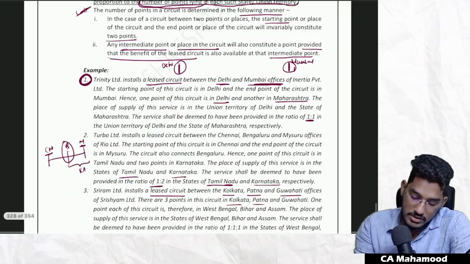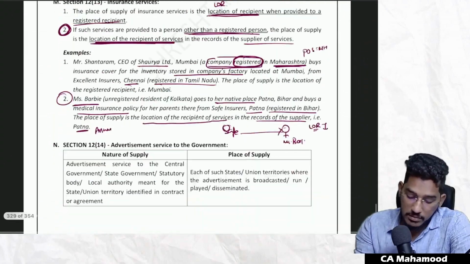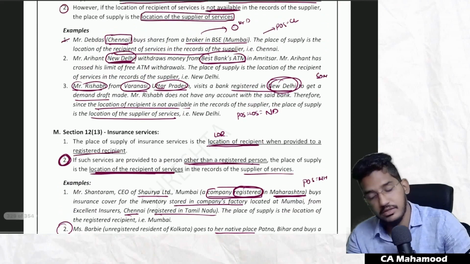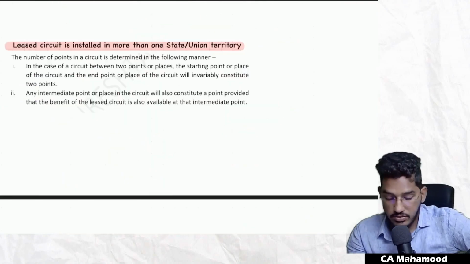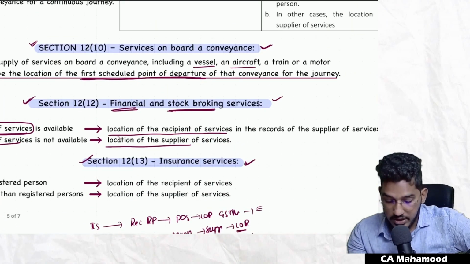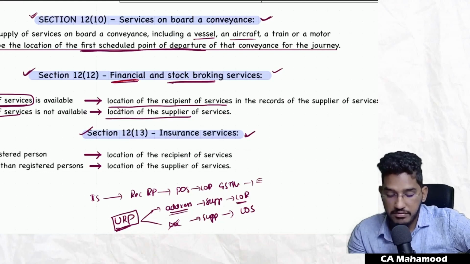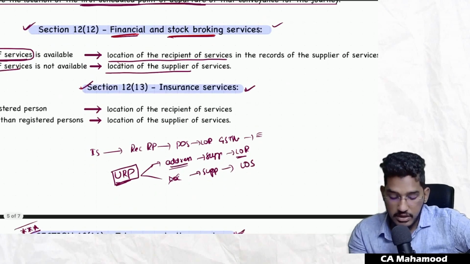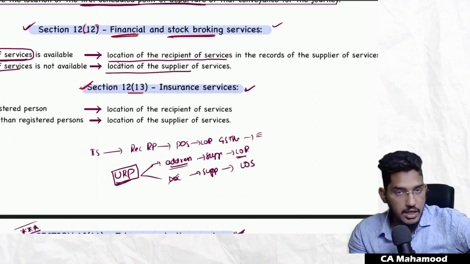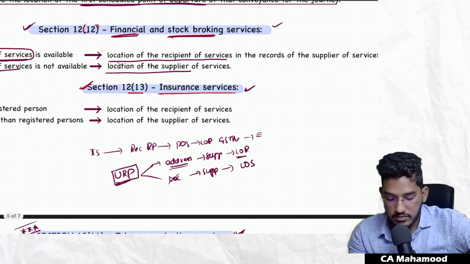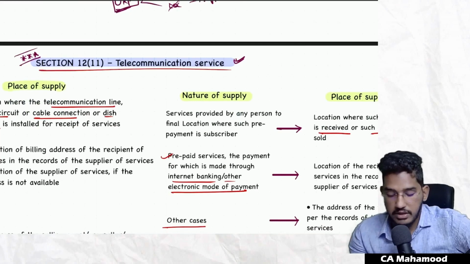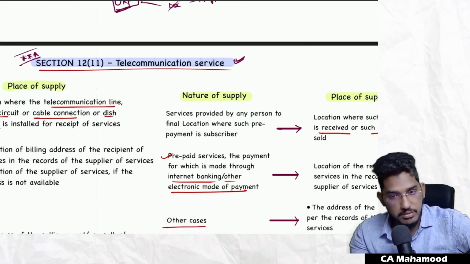Understood? So these are the rules for determining place of supply for telecommunication services. So today, what all have we understood, guys? We have understood 12 subsection 2, how to determine place of supply for financial and stockbroking services. We have understood 12 subsection 13, how to determine place of supply for insurance services, and we have understood 12 subsection 11, how to determine place of supply for telecommunication services.